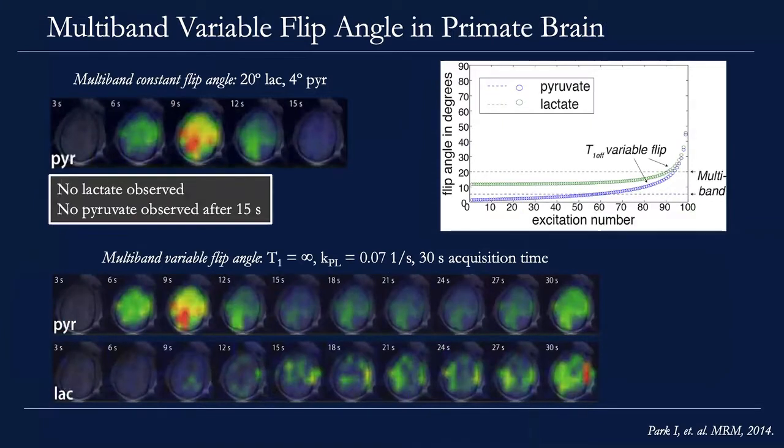So this is just an example of this concept being used in practice in a preclinical study. So here we do a multiband tip angle. This is taken to the extreme where you don't really see any lactate conversion at all, and pyruvate kind of comes in and comes out. But if you do a more aggressive multiband approach where you go to even lower tip angles and then increase that flip angle through time, you're now able to capture pyruvate kinetics, but also its conversion into lactate.